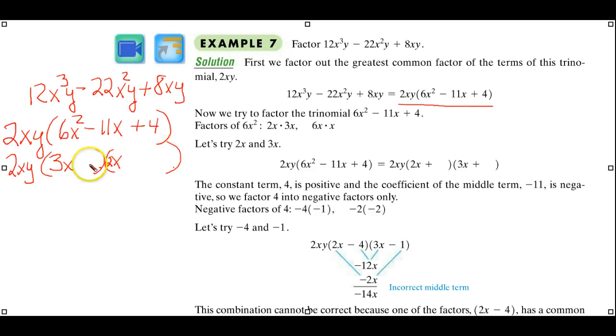Let's try a 4 there and a 1 there. Now I have a 3x and an 8x. This adds up to 11, and if they're both negative, that's a negative 11. And then when I multiply my last, I get a positive 4. So this one was a little more challenging. And again, when your A term is 6, that leads to that. Okay.